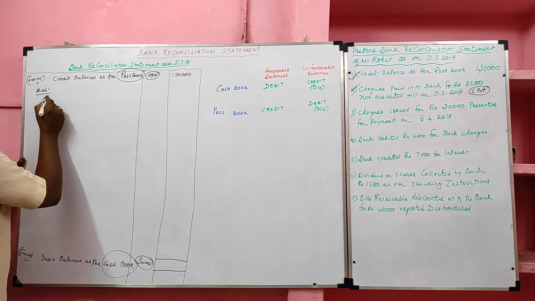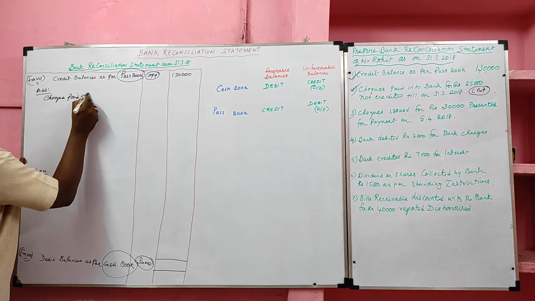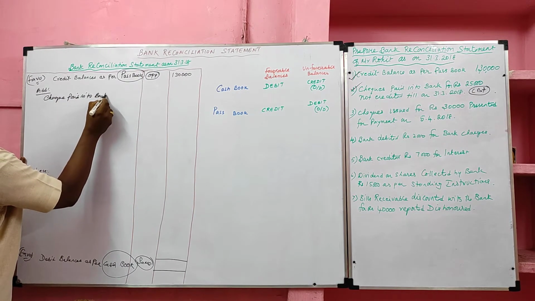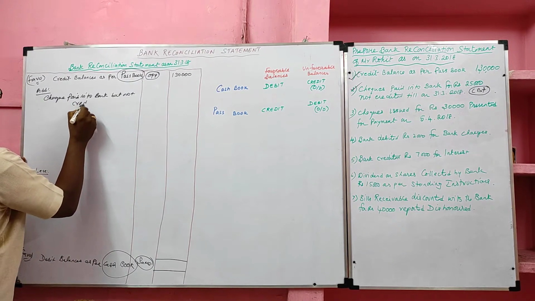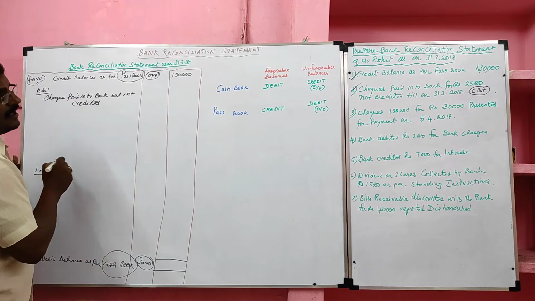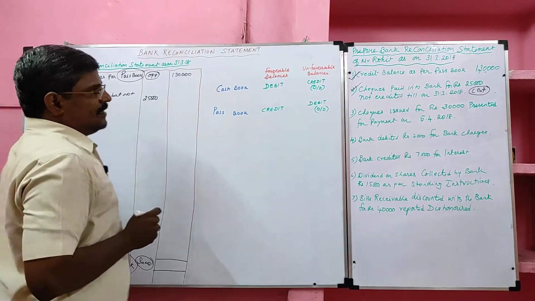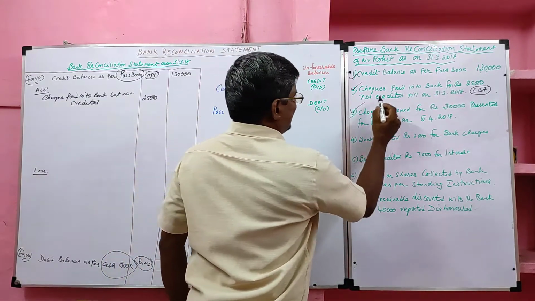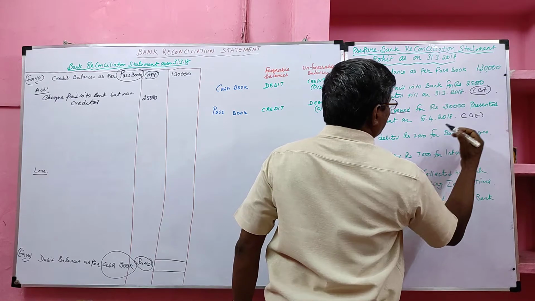Check paid into bank, but not credited, the value of the check how much? 25,000.